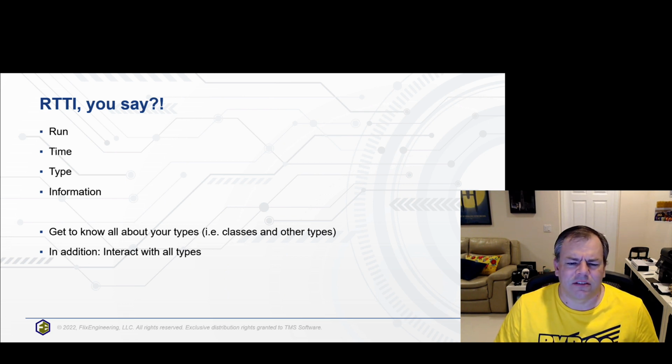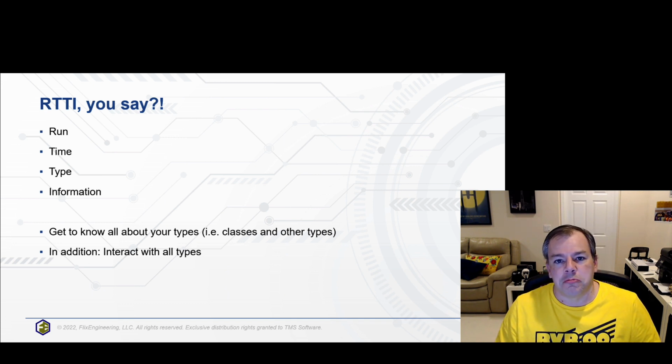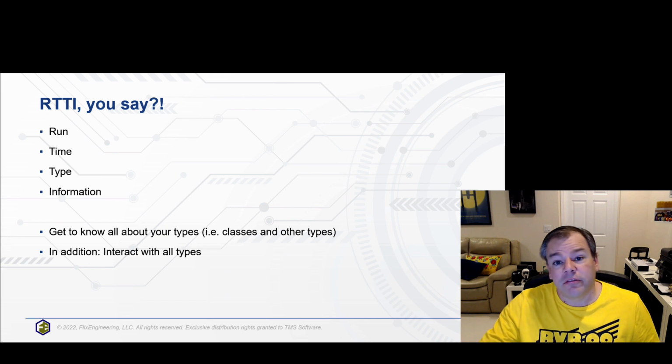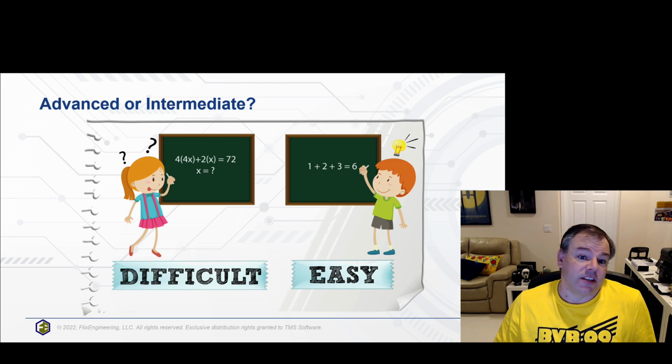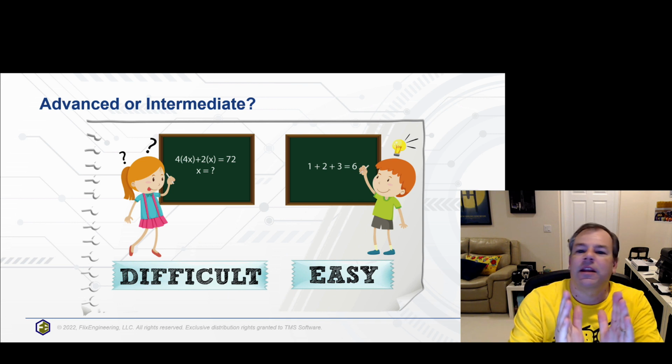Interact, you might ask? Yes, you can look if there is an object instance of a certain class and look at its properties, look at its methods, change properties, and even invoke methods. And that is the reason why RTTI is somewhat of an advanced or intermediate topic.